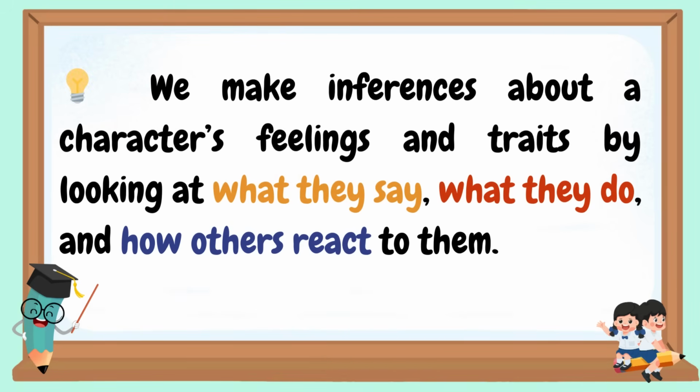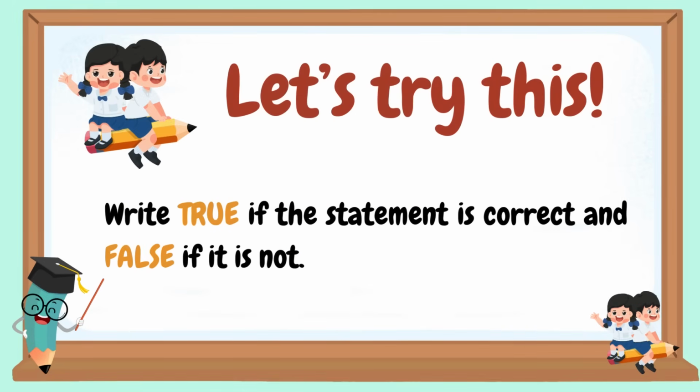We make inferences about a character's feelings and traits by looking at what they say, what they do, and how others react to them. Let's try this. Write true if the statement is correct and false if it is not.